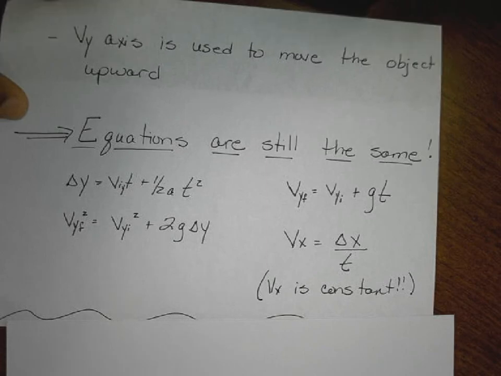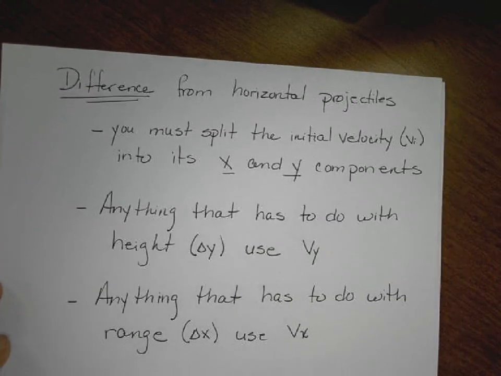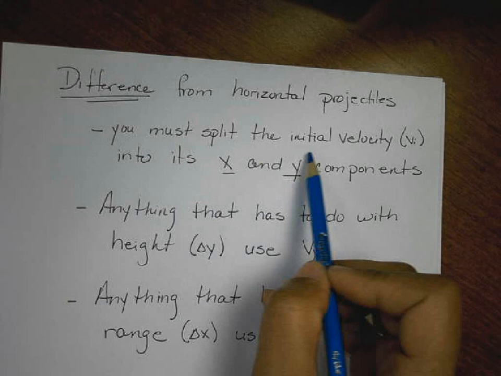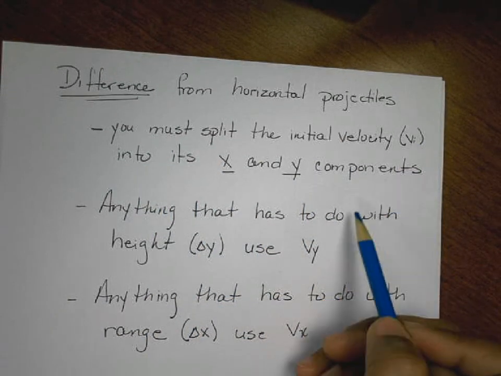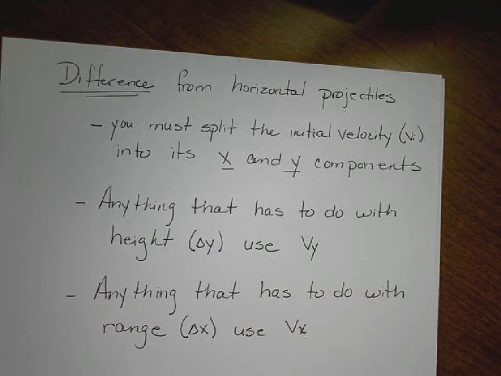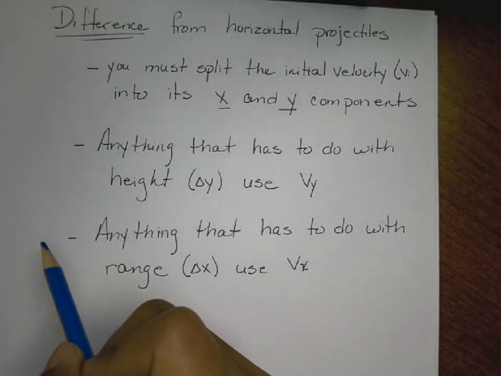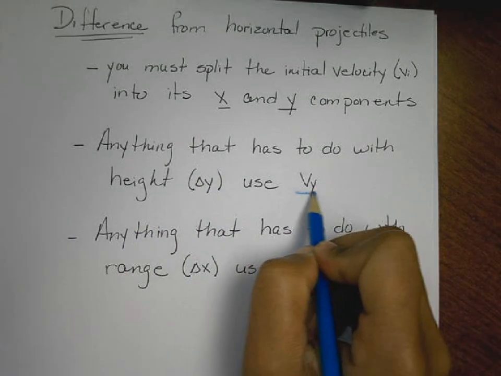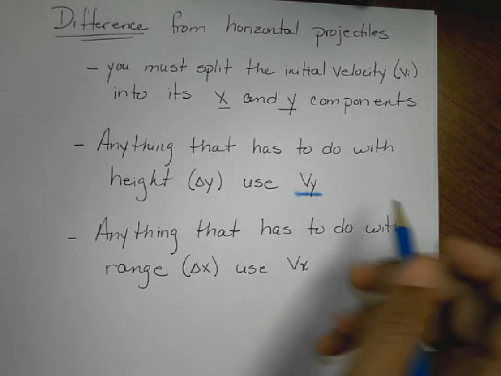So let's take a look at some differences between horizontal and vertical projectiles. So here are some of the differences. First difference is that you must split the initial velocity, VI, into its x and y components, meaning you'll get a velocity on the x-axis and a velocity on the y-axis. Alright, the other thing is that anytime you have to deal with height, you need to use the velocity on the y-axis after you made that split. I'll show you that in just a moment.